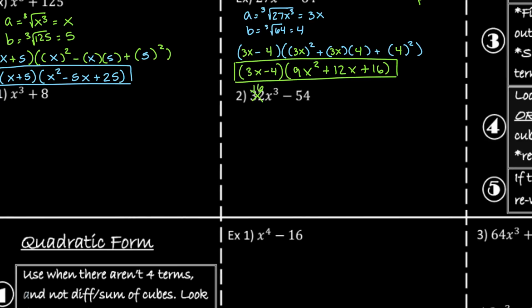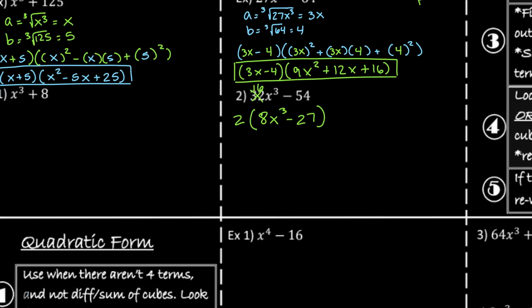So on number 2, I said, what do you look for first? GCF. So what is a GCF that goes into both 16 and 54? 2. So you can pull a 2 out. What is 16 divided by 2? So we have 8x cubed. And what is 54 divided by 2? So now this is a what? Perfect cubes. This is difference of cubes here.